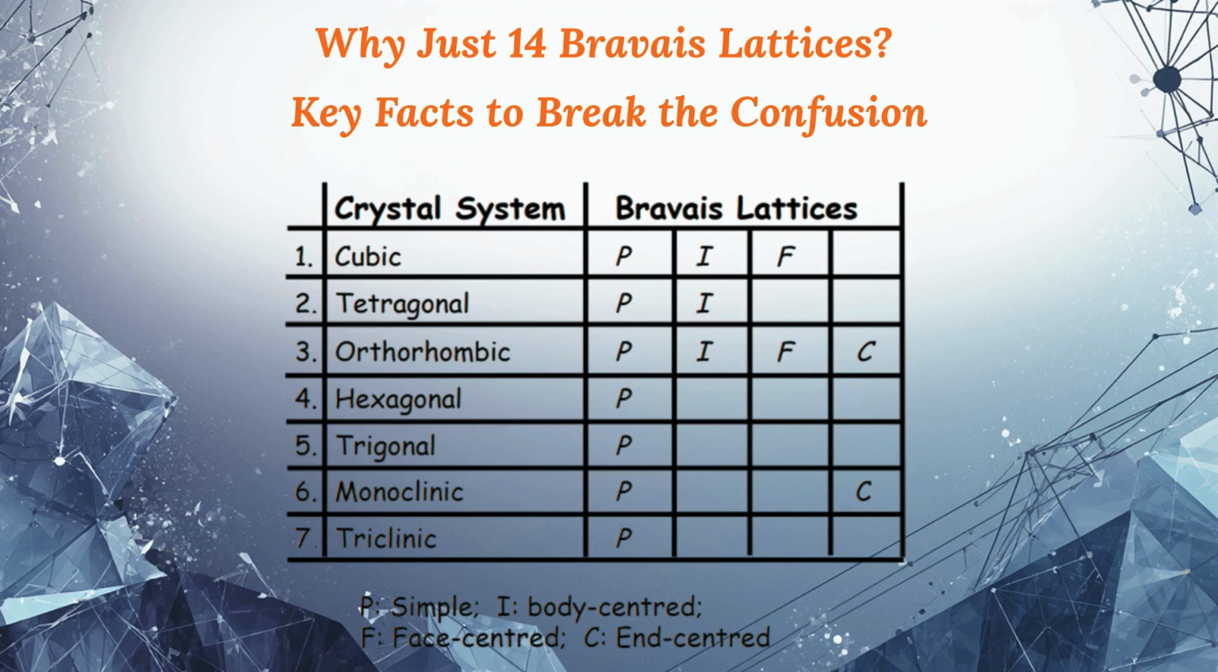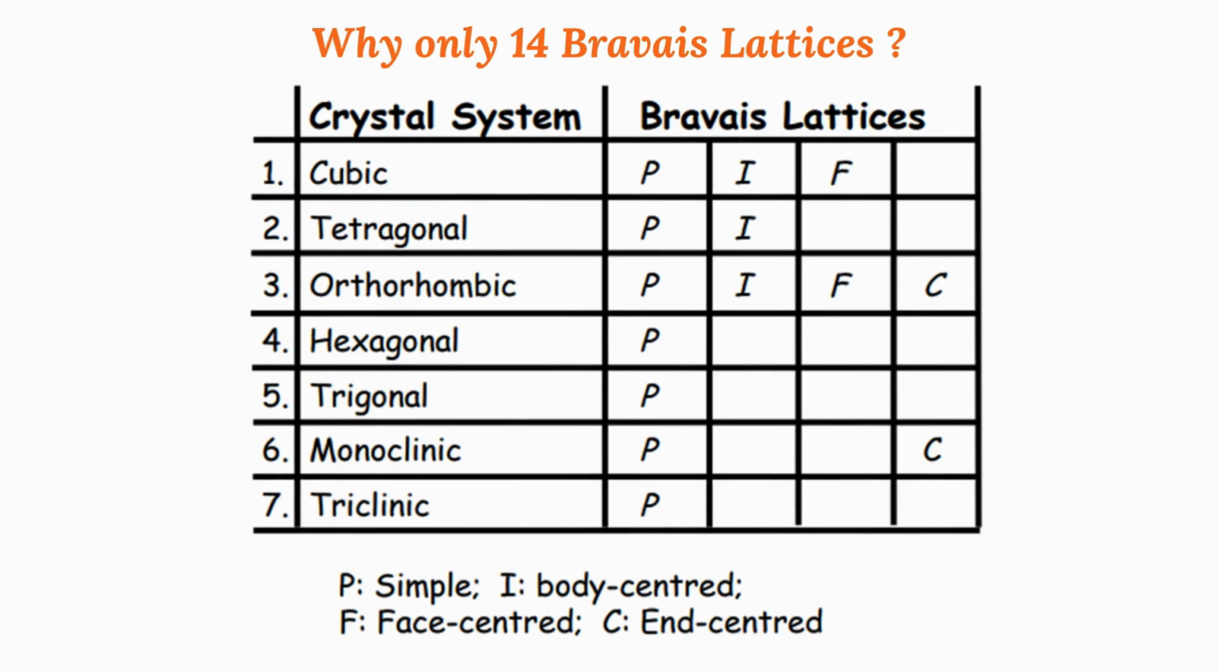In this lecture, we will see why there are just 14 Bravais lattices. There are many confusions. We will try to break the confusions and get the fact. Here you can see there are different crystal systems and Bravais lattices. The list is given in the table, and you can find that there are a number of empty boxes. That means those lattices are not recognized as part of that particular system. Why is it so? That is an interesting fact. We'll try to get the answer today.